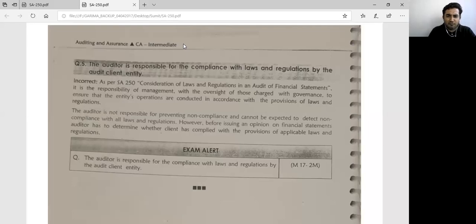Right, definitely it is false. If this is false, then whose responsibility is it for compliance with law and regulation? Whose responsibility is it?